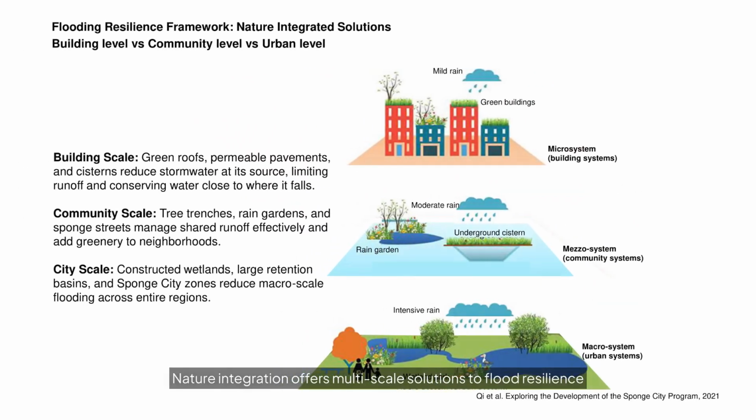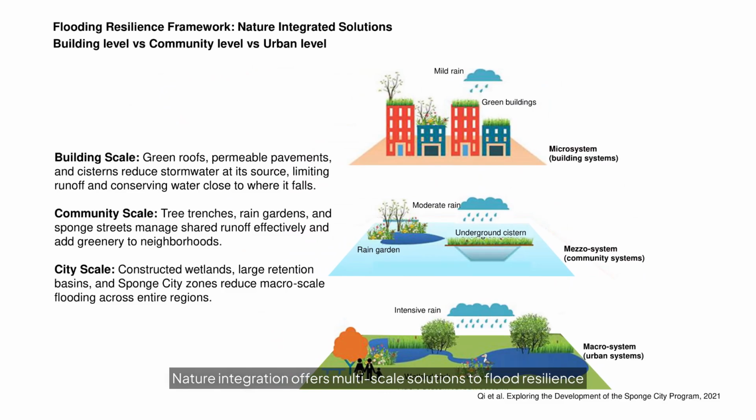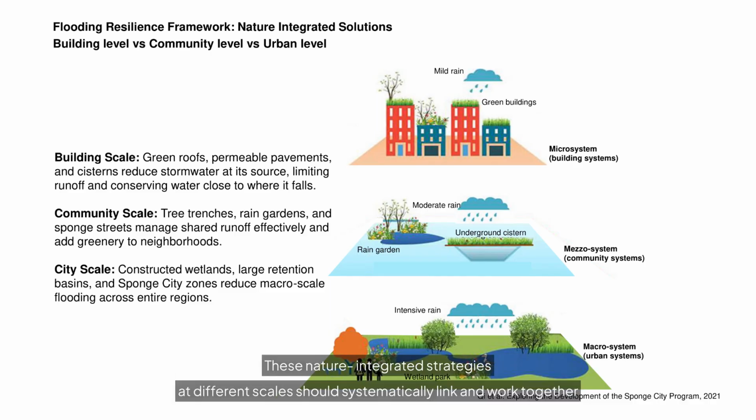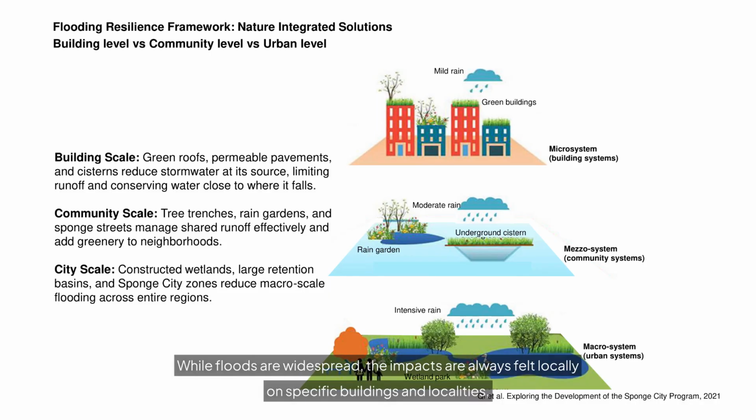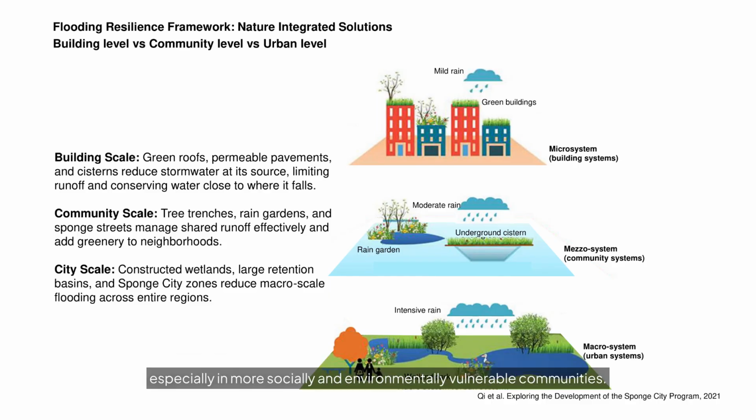Nature integration offers multi-scale solutions to flood resilience on the building scale, the community scale, and the city scale. These nature-integrated strategies at different scales should systematically link and work together to help prevent overwhelming storm drains and lower the risk of flooding. While floods are widespread, the impacts are always felt locally on specific buildings and localities, especially in more socially and environmentally vulnerable communities.